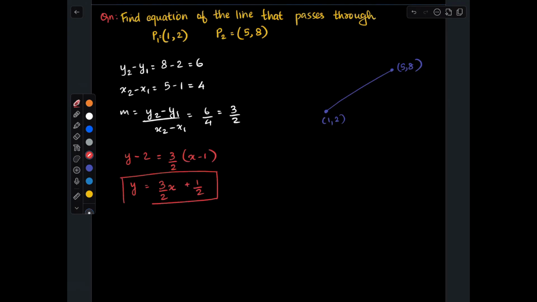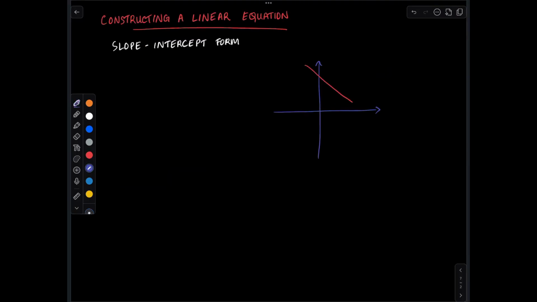Let's now look at another way to get the equation of a line. And this is called the slope-intercept form. And we use it if we know 2 things. If we happen to know the slope of the line again, and then second is if we know the y-intercept.